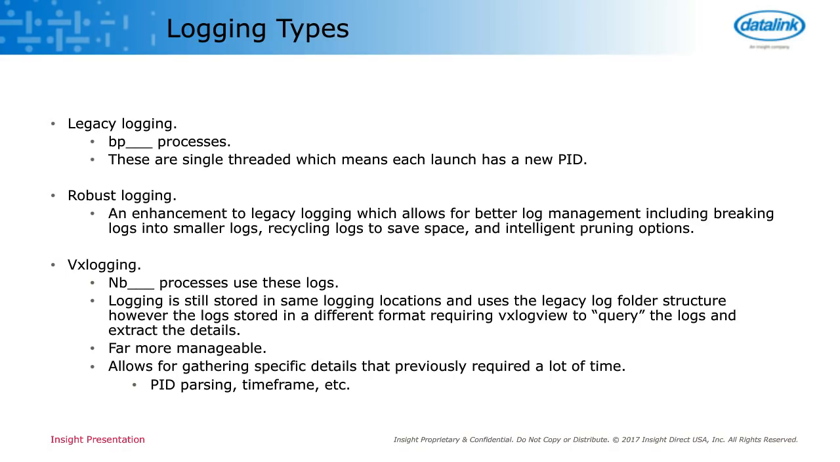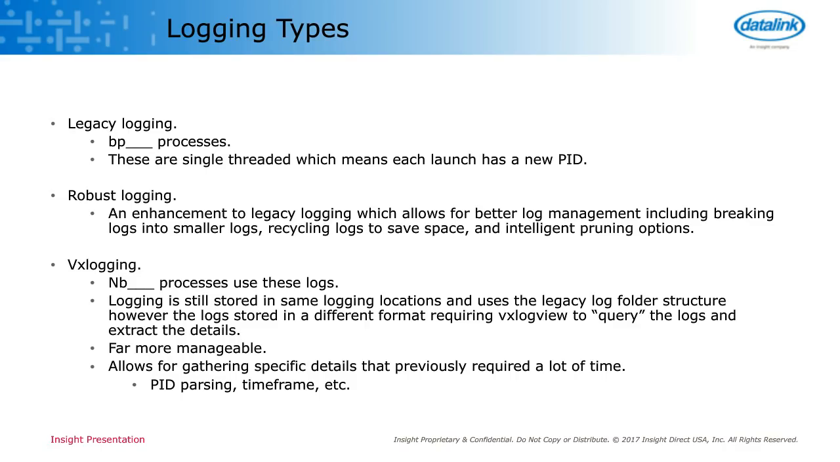So starting off with logging types, this is where we get into the actual troubleshooting of things going wrong. Very much like the process names, the logging types are different based on the processes. BP processes use legacy logging. These are the single-threaded processes, the legacy processes, which means that each time it launches, it gets a new PID, process identifier, and we'll get into that in a little bit when we dig into the logging.